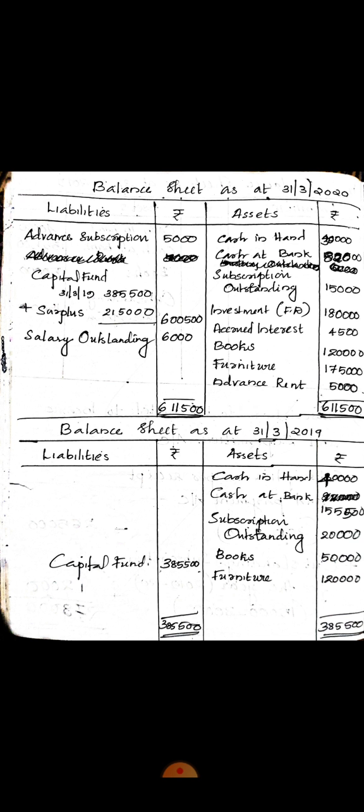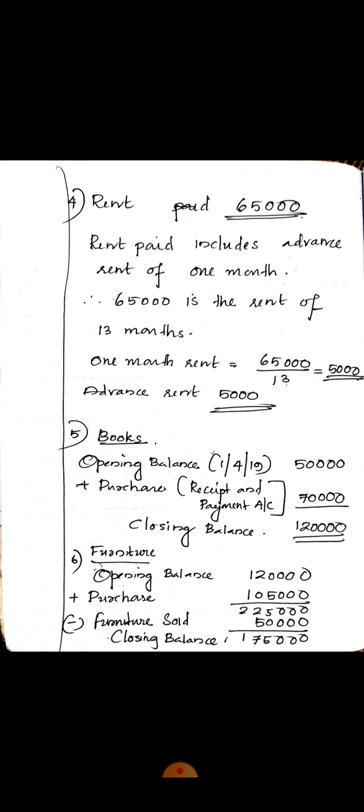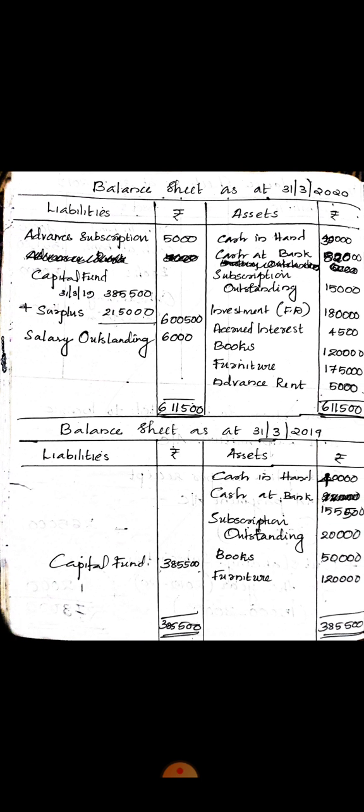Next, furniture. Opening balance 1,20,000. Purchase of furniture 1,05,000. Total 2,25,000. Total 2,25,000 minus book value of furniture sold 50,000. So closing balance of furniture is 1,75,000. Advance rent 5,000. Balance sheet total 6,11,500.